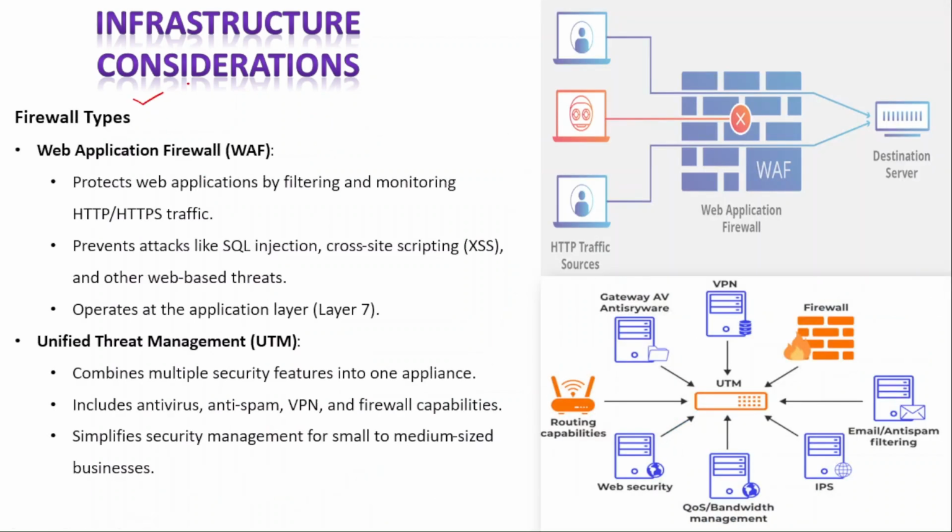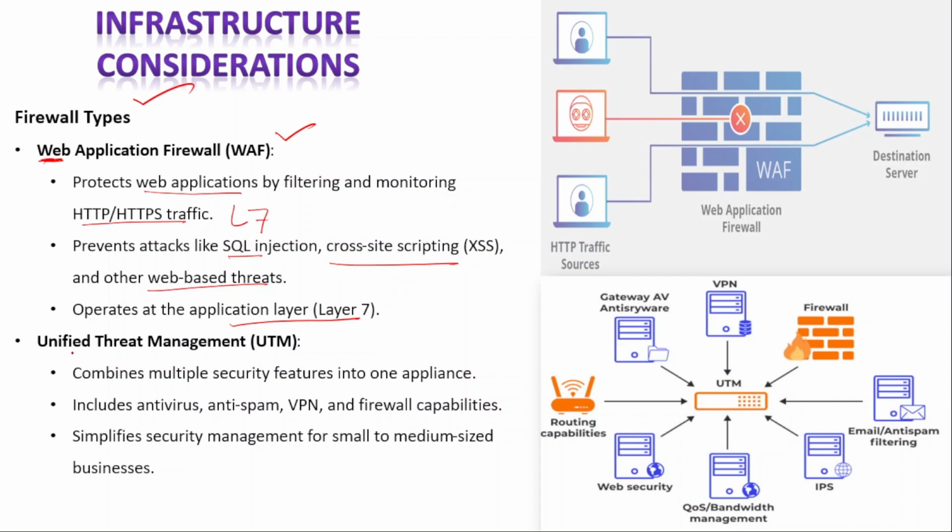Now, some firewall types. We have multiple firewall types. One of them is the Web Application Firewall, which, as the name indicates, is specifically designed to secure web traffic. It protects web applications by filtering and monitoring HTTP and HTTPS traffic. It prevents attacks like SQL injection, cross-site scripting, and other web-based threats, and it operates at the application layer since HTTP or HTTPS is a layer 7 protocol.